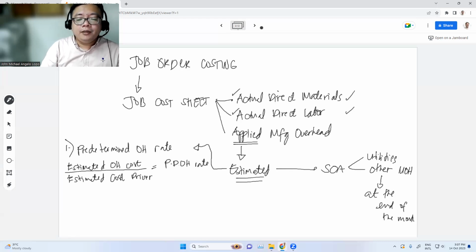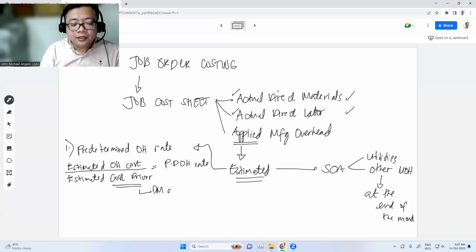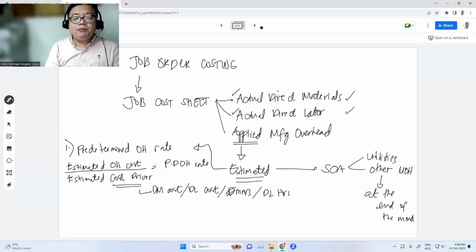Okay. My question, what do you mean here by cost driver? Depende yan. Pwede siyang direct material cost, right? Pwede naman direct labor cost. Pwede naman yan direct machine hours. Or pwede naman yan direct labor hours. So, depende yan sa problem natin in terms of computing for our applied manufacturing overhead.